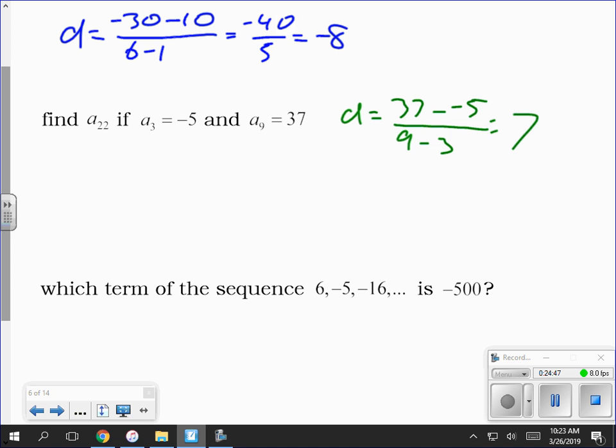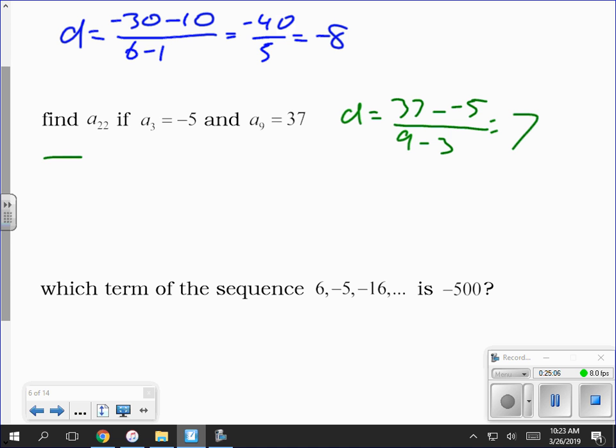You want to use this. Now, I have a couple of choices for this too. This one's not so bad. I can easily figure out what the first term is, right? To get to the first term, what would I have to do? I'd have to go backwards from here.